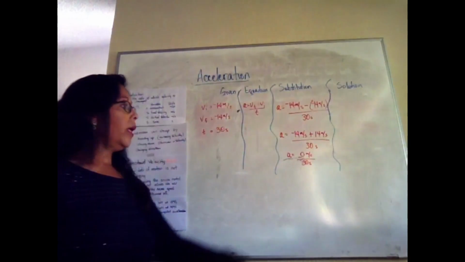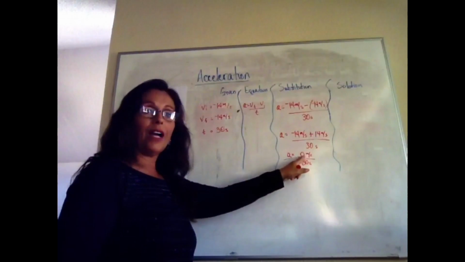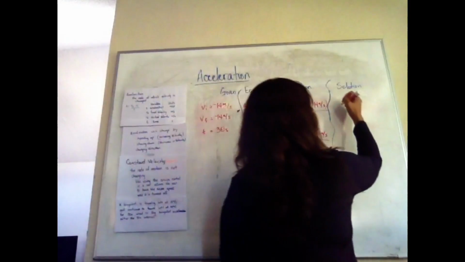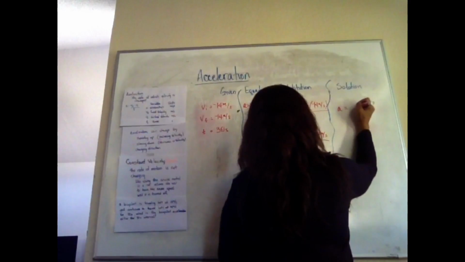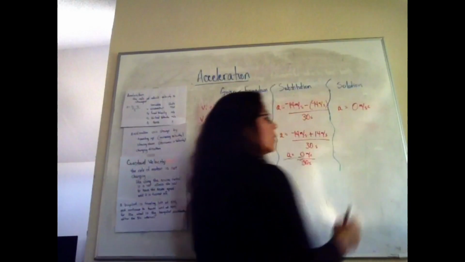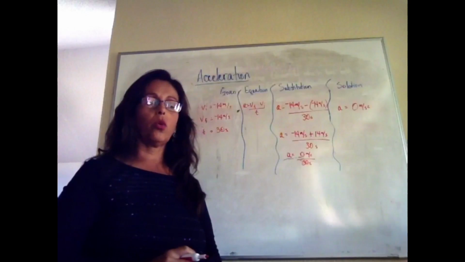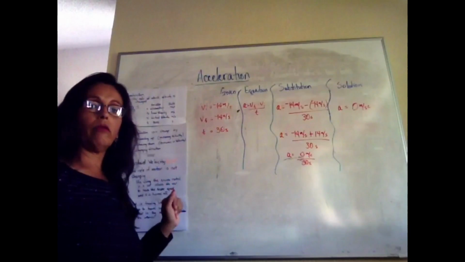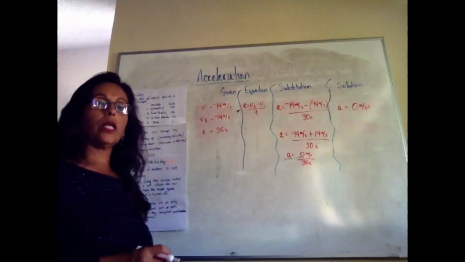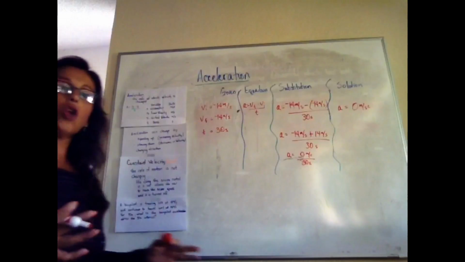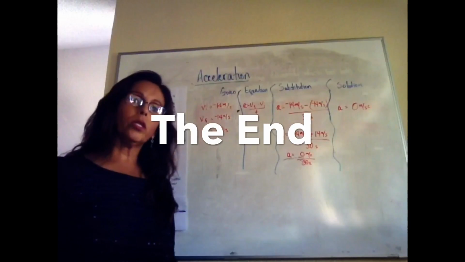Now, 0 divided by 30 is 0. Any number divided into 0 is 0. So my acceleration is 0 meters per second squared. My bicyclist did not change the velocity during those 30 seconds. There we go, back to our constant velocity. There is no change in velocity. There is 0 acceleration.